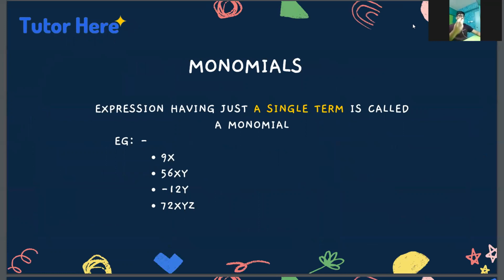Monomials. Expressions having just one single term are called monomials. Examples: 9x, 56xy, minus 12y, 72xyz. These are all monomials.